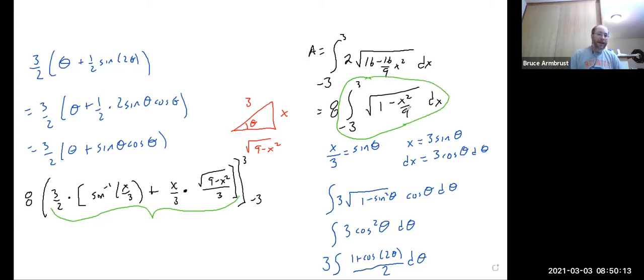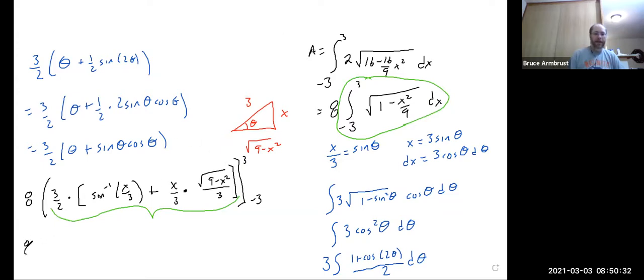So, I mean, it didn't look that ugly, right? Yeah, it was a square root of some stuff, but this is actually what the antiderivative of that sucker is. Whew. All right. Well, now we'll plug in our 3 and our minus 3 and see what we get.